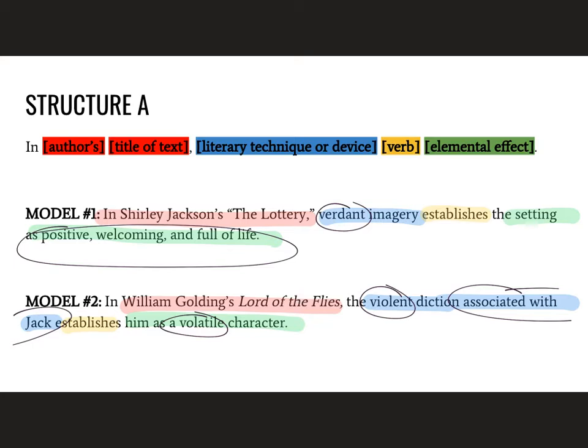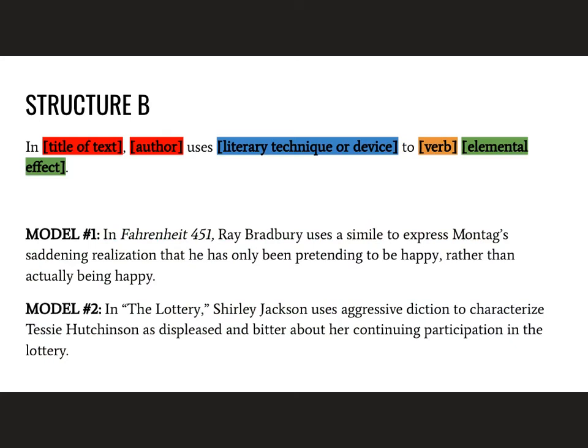Take a quick second and look at your own ideas. Try writing a topic sentence using structure A. After you've done that, press play again. All right, structure B. So this is the second way that we can format or structure our topic sentences. In title of text, author uses literary technique or device to verb elemental effect.